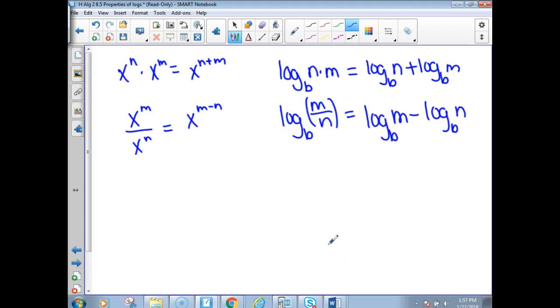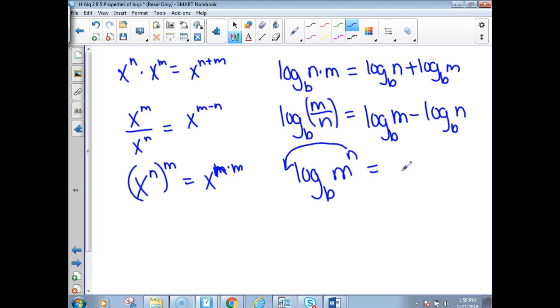And then the power rule, x to the n to the m, that's when you multiply the exponents, m times n or n times m. So if you had a logarithm in base b of m to the nth power, you could rewrite this as, bring that up front, n times the log in base b of m. Because that's an exponent, and so is this. So you multiply the exponents. Okay, so those are the logarithm rules.